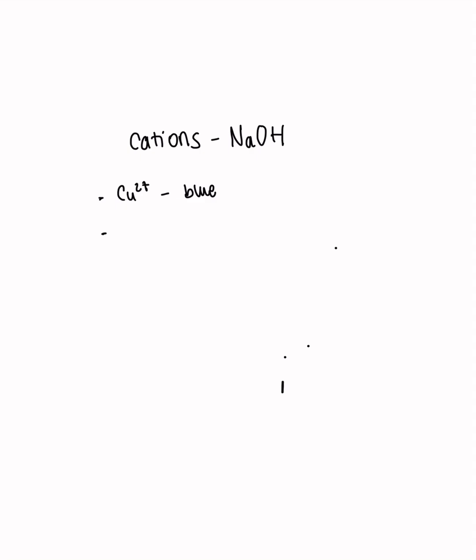We have Ca2+, which is calcium, and that will form a white precipitate. We have aluminium, which is white as well. We have magnesium ions, which is also white. And lastly, we have iron.